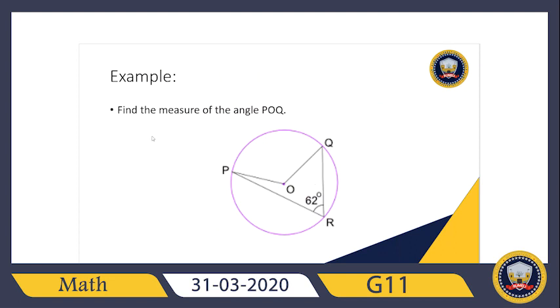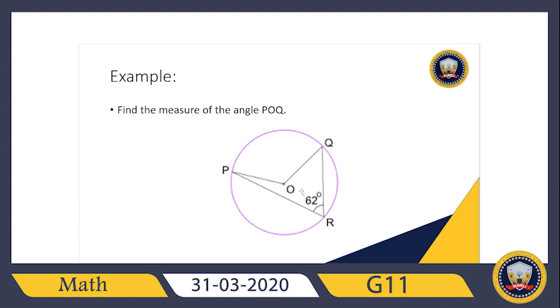Look at this example, guys. In this figure, we are given one angle, and he's telling me to find the measure of the angle POQ. So basically, he's asking me to find this central angle. Why do we call this central? Because as we said, the vertex is the center of this circle. So we can note they have these two angles, they have the same arc, which is PQ. So I can say this angle is half of this angle, or this angle is twice this angle.